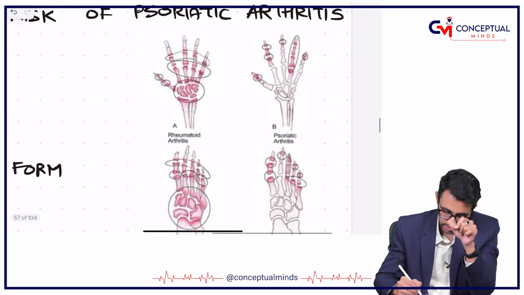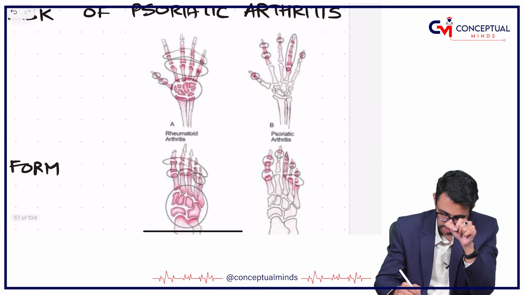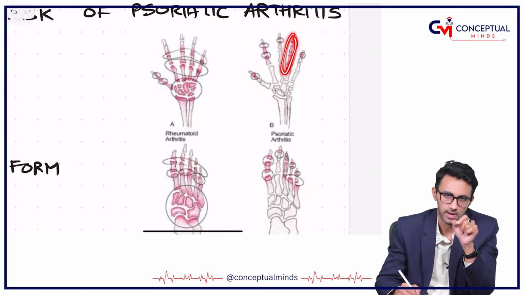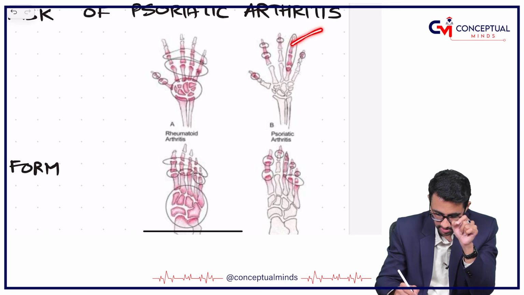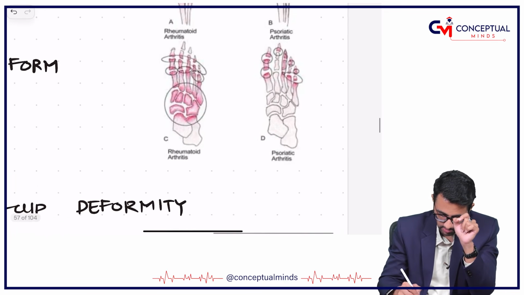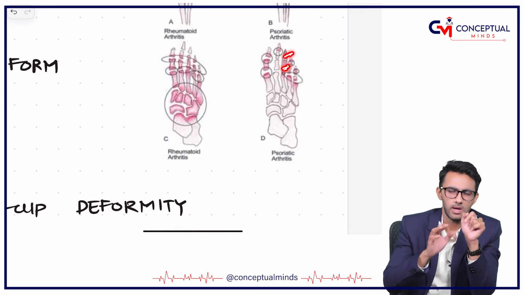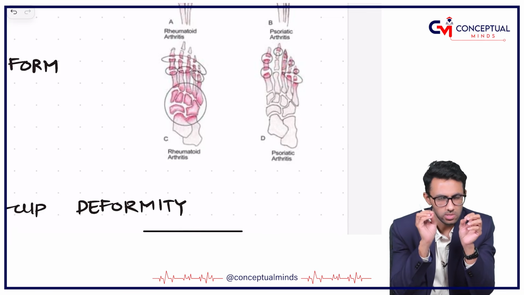Over here, in psoriatic arthritis, first of all the whole phalanx is involved, right? Complete phalanges are involved. We have both the PIP and the DIP involved. If you see here as well, both are involved. So now you know why we see sausage fingers.